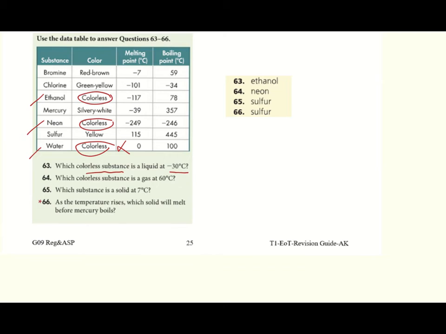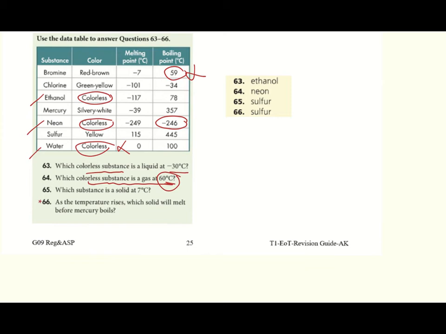64. Which colorless substance is gas at 60? Gas at 60 means it boils before 60. Its boiling point should be below 60. Which one has a boiling point below 60? I have bromine, but it says colorless, so we will not choose bromine. Okay, what else we have? We have neon, minus 246, very far below 60, and it's a colorless gas.